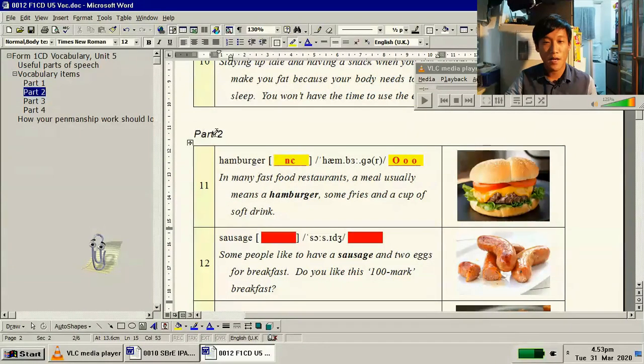In this section, in part 2, most vocabulary items, I think maybe all, are nouns, but maybe you need to think about if it is a countable noun or an uncountable noun. So we'll talk about this as we continue. Going back to item 11, the meaning.